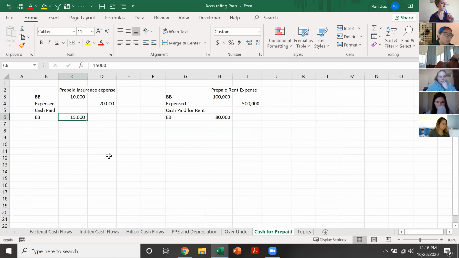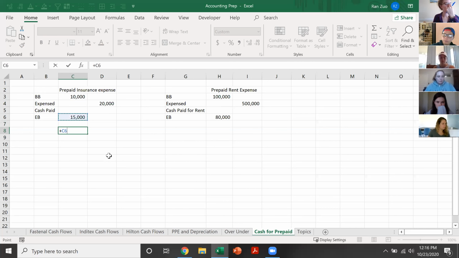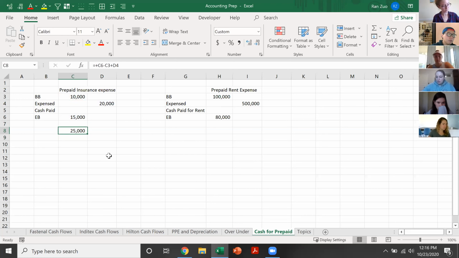Does that make sense? Can you always just add the beginning and end balance? You cannot, because something happened, right? So the formula here is you take the ending balance, you subtract the beginning balance, and you add any expenses, and you get the 25,000.